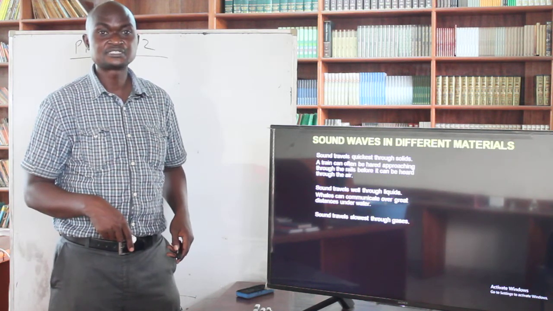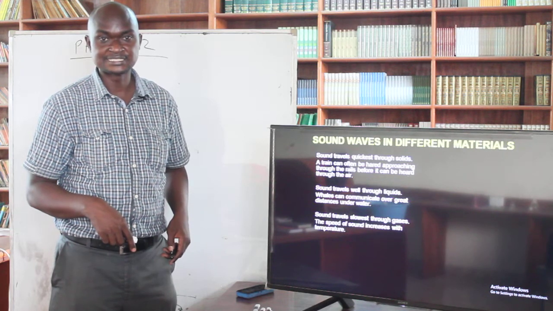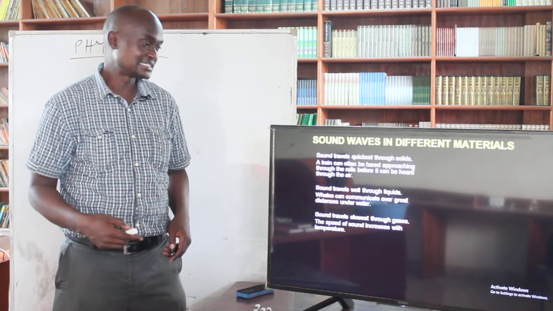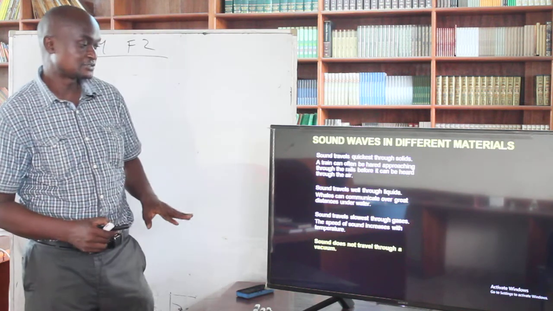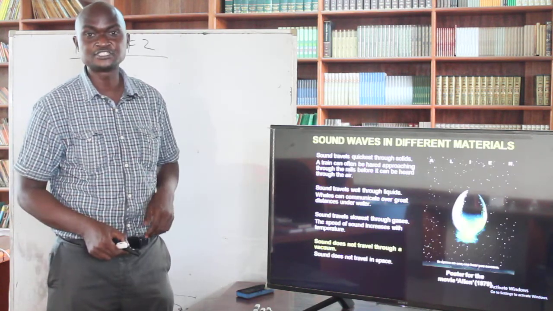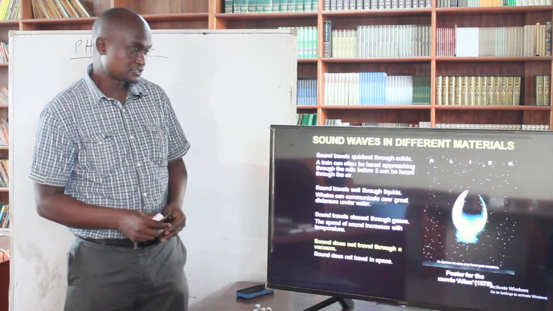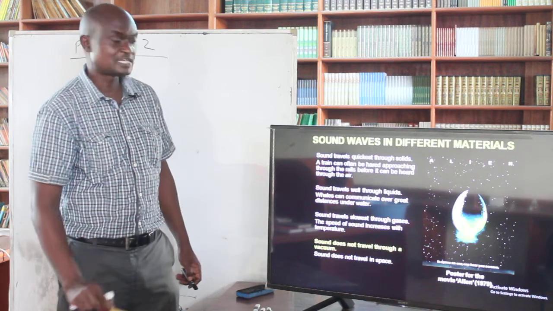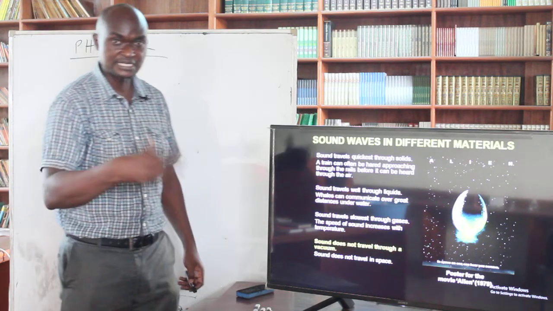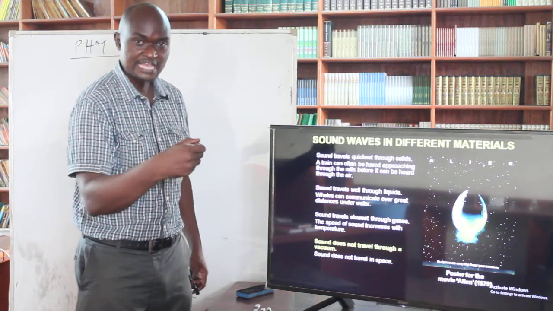But sound travels slowest in gases. The speed of sound, of course, increases with temperature in gases. However, sound does not travel through a vacuum because there's nothing there. The reason why it travels fastest in solids is because the molecules of a solid are closely packed to each other, they vibrate and can transmit energy.